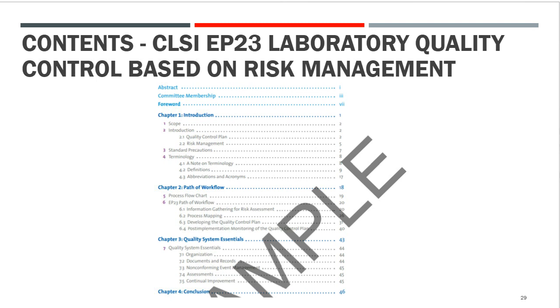Well, when we looked at the CLSI QMS 1 document, that was the parent document to lay out quality management systems. There was a whole section on path of workflow. There was a whole section on the 12 quality system essentials. This document on how we do risk management is based on those same model that's being used there.